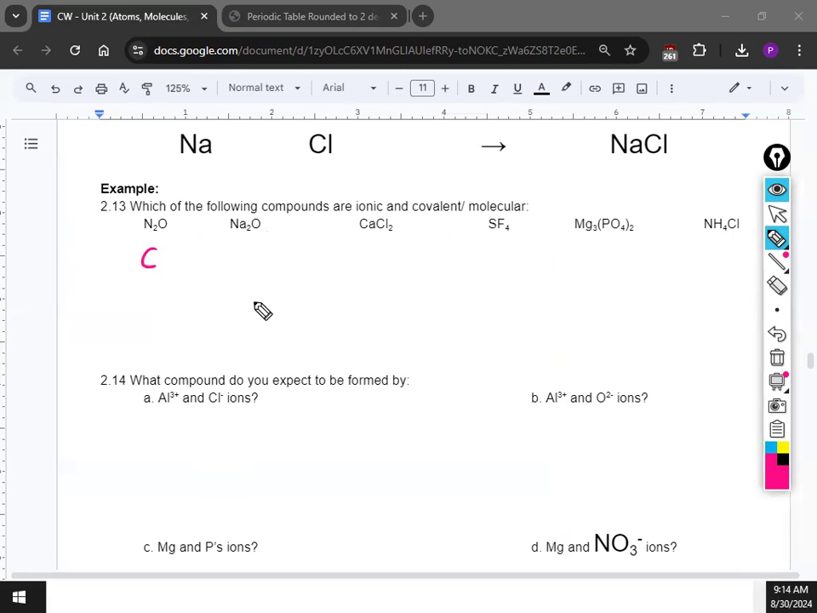All right, Na2O. If you look, sodium is a metal, so it forms a cation, right? It forms Na+. Oxygen is a nonmetal, so you got a positive and negative, so this is going to be ionic.